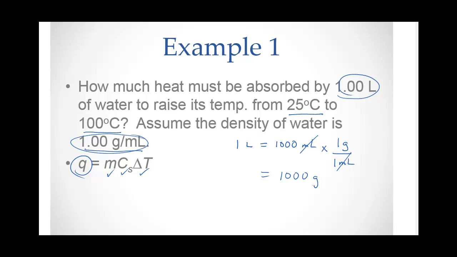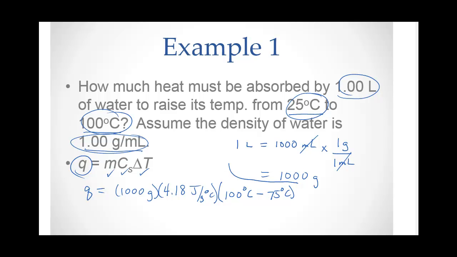Specific heat of water we would look up, we just saw it in that previous table, 4.18 joule per gram degree Celsius. And delta T, T final minus T initial. T initial, 25 Celsius, we're raising it to a final temperature of 100 degrees Celsius. So very quick calculation. Mass, 1,000 grams. Specific heat, 4.18 joules per gram degree Celsius. And delta T, T final, 100 degrees C minus 75 degrees C.